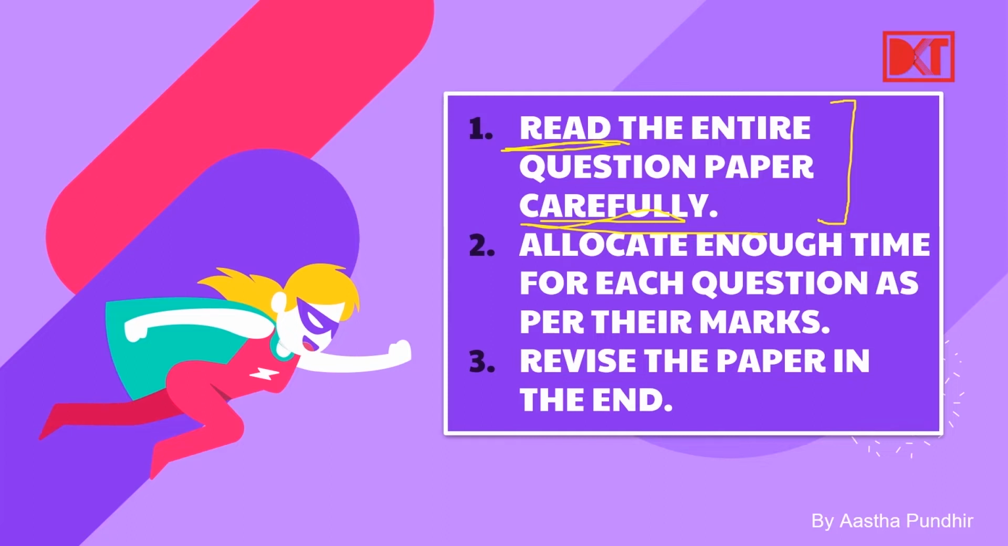Then the second thing is to allocate enough time for each question as per their marks. Now, the HOTS questions, the last 5 questions of the Achievers section, they are very important because they carry double the marks. So it is important that you leave sufficient time for the Achievers section questions. And sometimes it is also preferable that you attempt those Achievers section questions first.